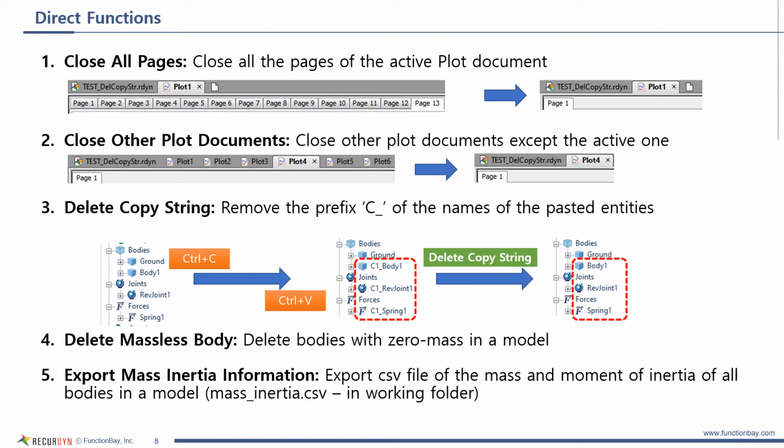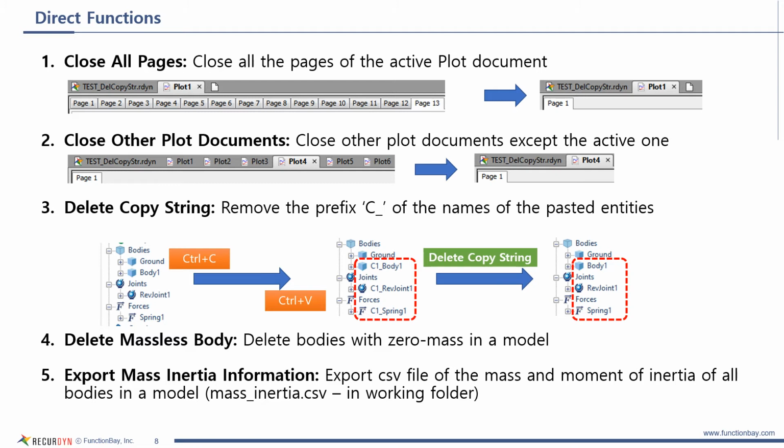And the third feature is Delete Copy String. When copying and pasting an entity in RecurDyn, this function removes the copy string such as C1_, C2_ from the entity name. The fourth feature is Delete Massless Body. If you run this function, it automatically removes the bodies with zero mass.